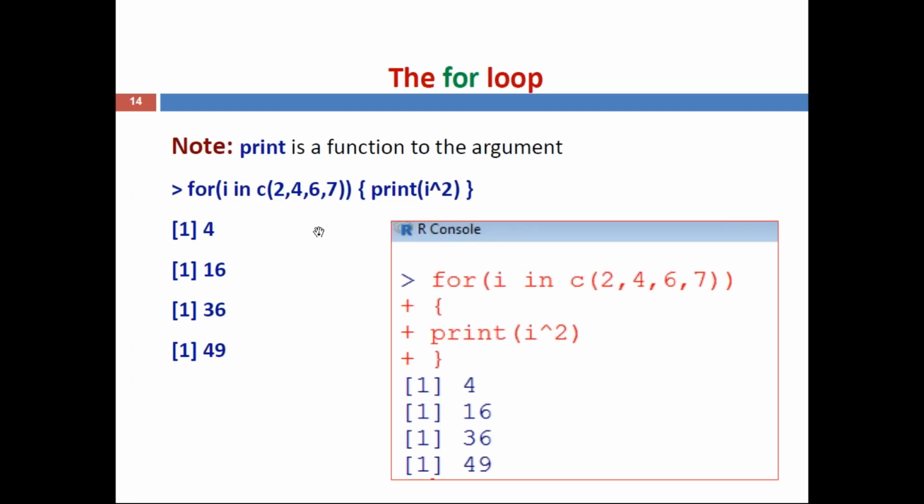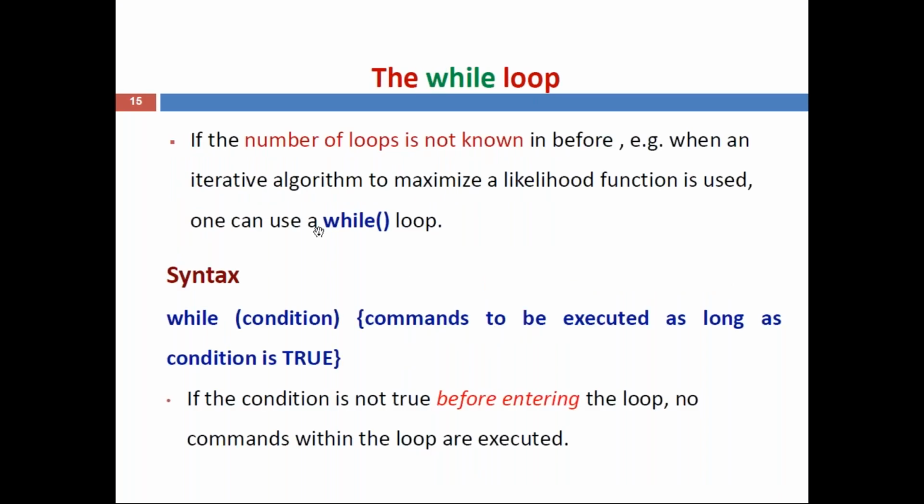Now coming to the while loop. In this while loop, the number of loops is not known beforehand. For example, when an iterative algorithm to maximize a likelihood function is used, one can handle this situation using a while loop. So here the number of loops is not known beforehand, so at that time we will use while. Whereas for a for loop, the iterations will be known in advance.